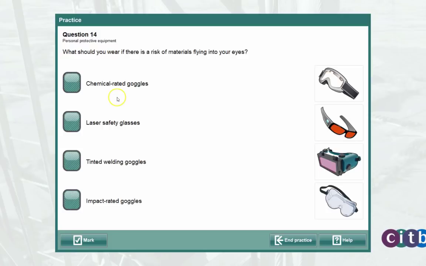What should you wear if there is a risk of materials flying into your eyes? Chemical-rated goggles. Laser safety glasses. Tinted welding goggles. Impact-rated goggles.